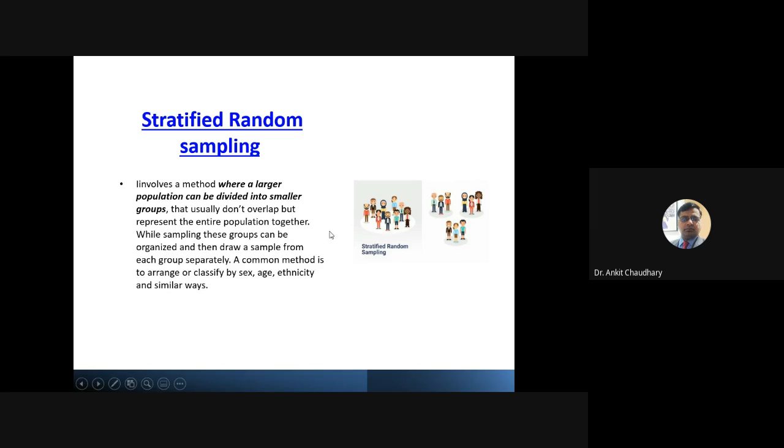So this is my stratified sampling, where I have taken three different groups. One is this group, one is this group, and one is this group. I have taken them together from the three different groups. This is my sample.